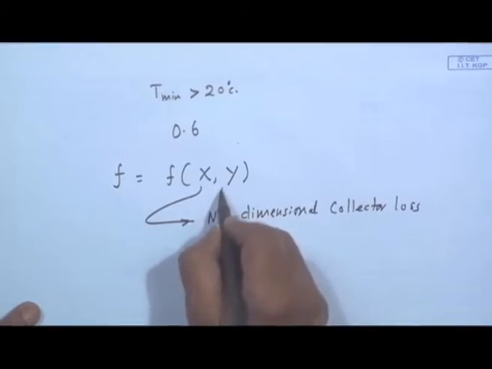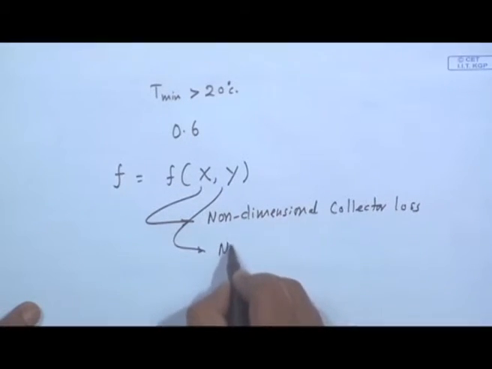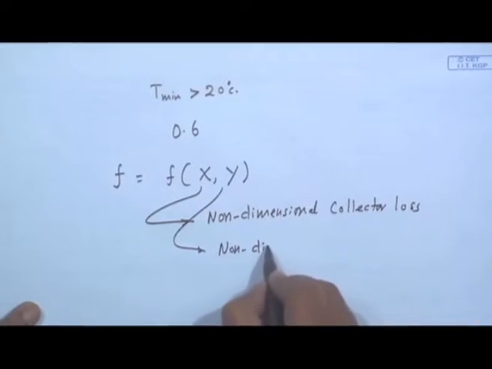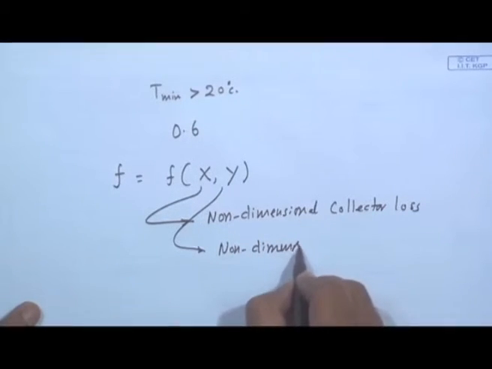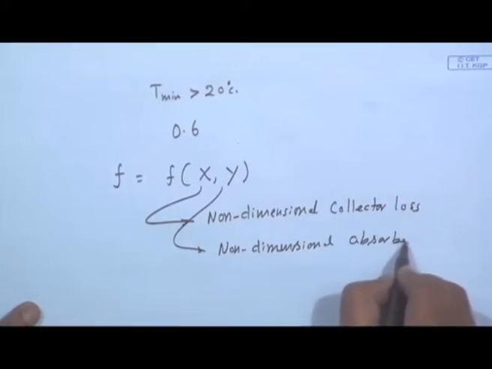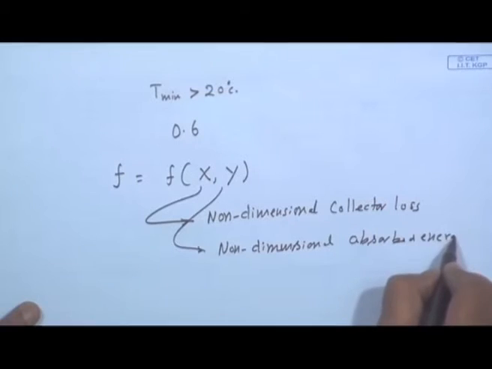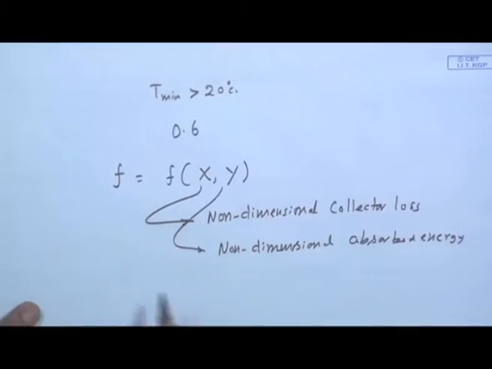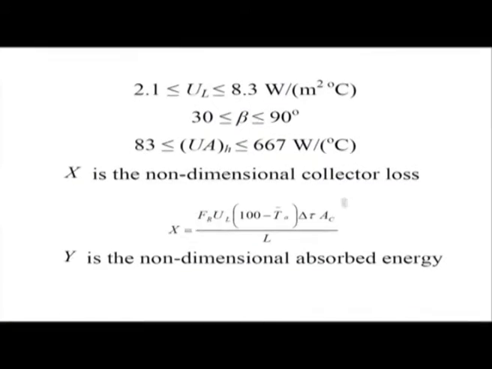and the non-dimensional absorbed energy, both on a monthly basis. So, X is defined over here as FRUL into (100 minus TA bar) into the number of seconds in the month into the area upon the load. If UL is in watts per meter square degree C, L will be in joules.